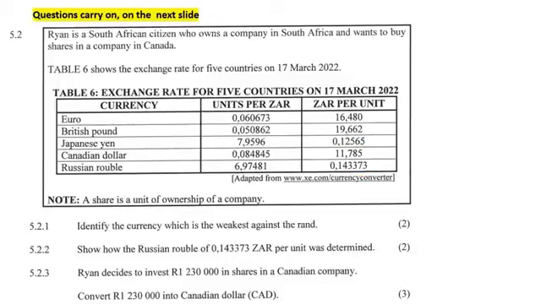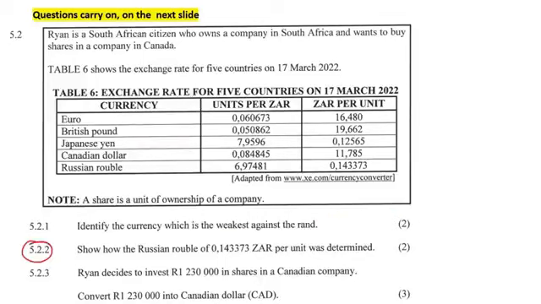So which one is going to be cheaper for a South African to buy? Is it going to be the British pound? No, because to buy 1 British pound, you have to spend 19 Rand. But to buy a Japanese yen, you only have to spend 0.12565. So that would be easiest for a South African to buy, and so that would be called the weakest against the Rand. Okay, so we can say here Japanese yen.